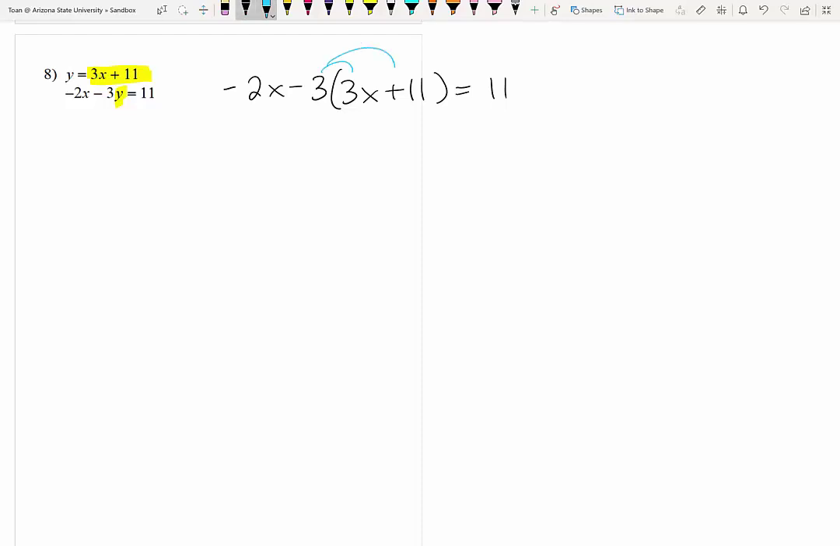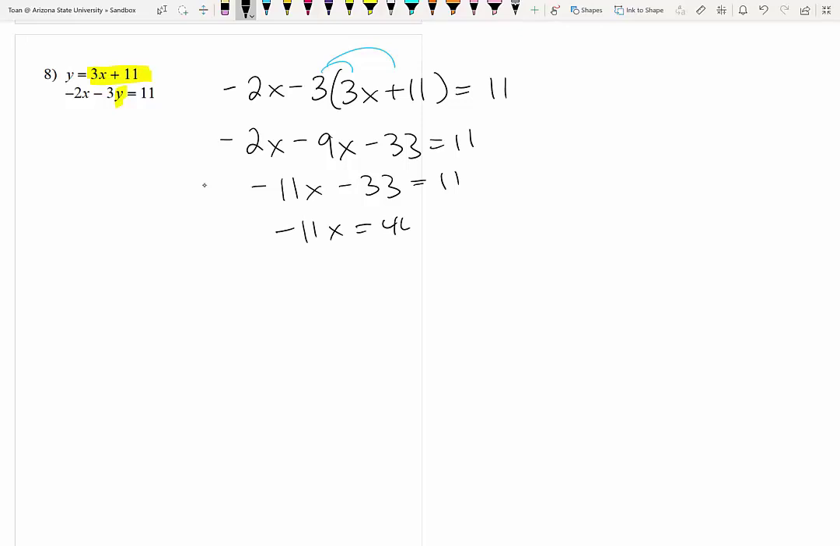Distribute. That's negative 2x minus 9x minus 33 equals 11. Let's combine like terms. Negative 11x minus 33 equals 11. Add 33 to both sides. Negative 11x equals 44.